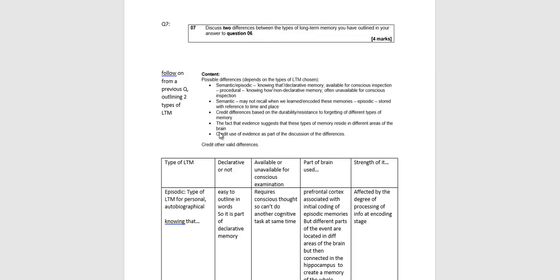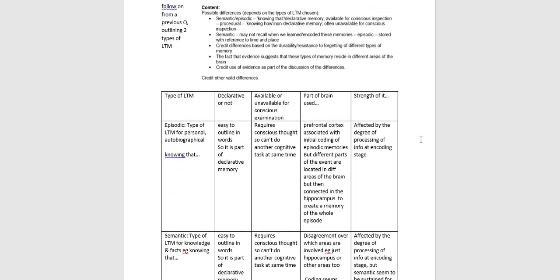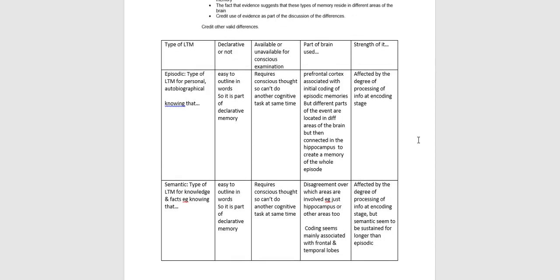Okay, this is the mark scheme that's available for this particular question from the sample papers. And I have developed that a little bit further down here. So I'm just going to move this down and we'll talk about, for example, episodic. We would say maybe it's easy to outline in words, so it becomes part of what we call declarative memory. And semantic is also easy to outline in words, so that is part of declarative, whereas procedural is not so easy to explain in words, so we would say that's non-declarative.